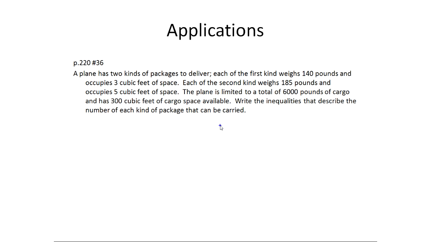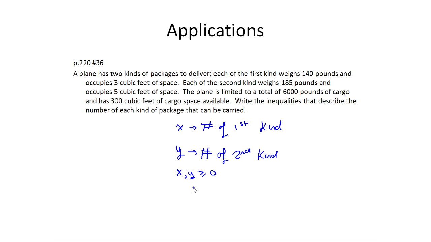Just like when I dealt with systems of equations, I want to make sure my variables answer the question. So it says, write the inequalities that describe the number of each kind. So I could say x is the number of the first kind, and y is the number of the second kind. The first thing I know has to be true is you can't take a negative number of packages. So x and y have to be greater than or equal to 0. You could also write this as x greater than or equal to 0, y greater than or equal to 0. So there's my first inequality.